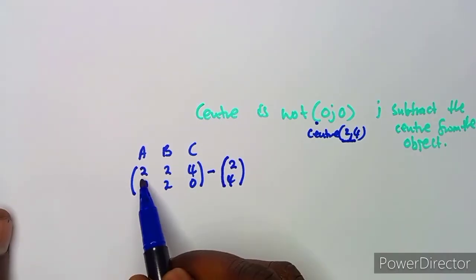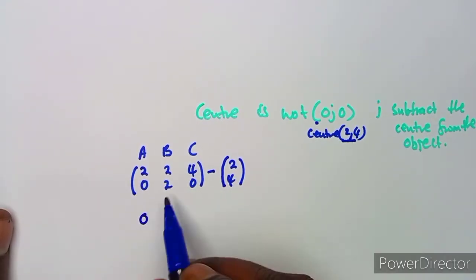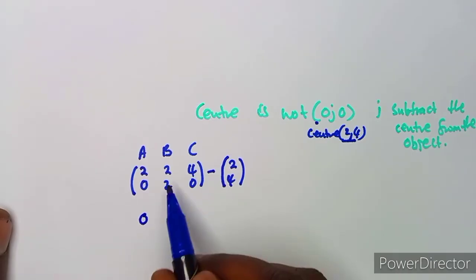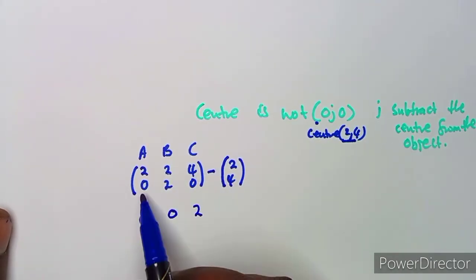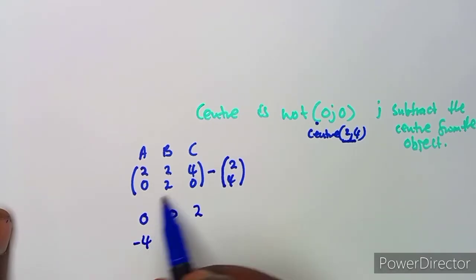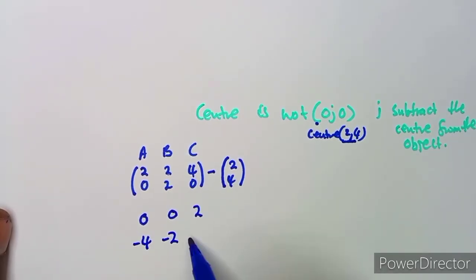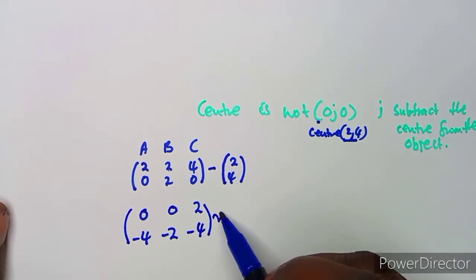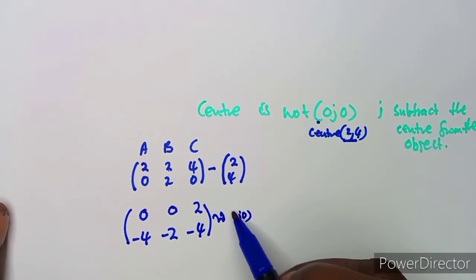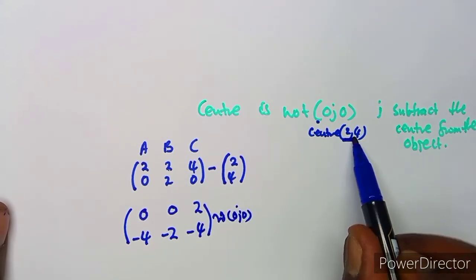So 2 minus 2, that's a 0 there. Let's hope we don't make mistakes this time. 2 minus 2, again that's a 0. 4 minus 2, that's a 2. 2 minus 4, that's minus 2. 0 minus 4, that's minus 4. So these are now the coordinates at center 0 0, because I have subtracted the center.